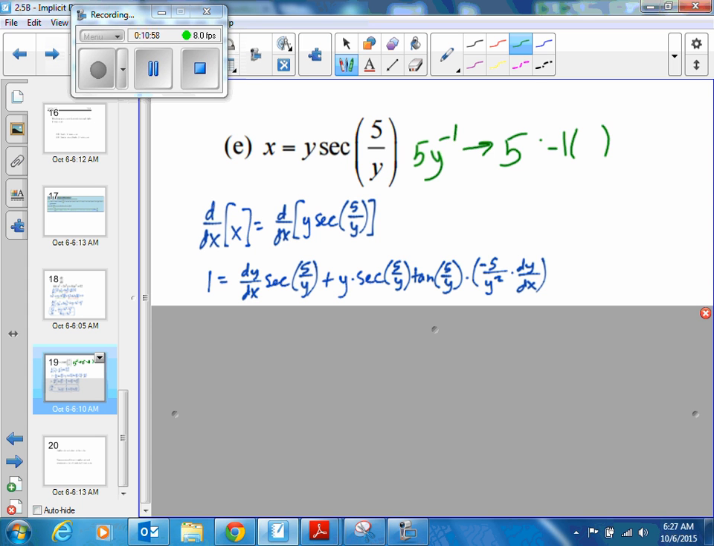-1 times something to the -1 minus 1. We subtract 1 from the power. -2. So that's the derivative of the outside right there. Plug in the old inside. Plug in y. And then times the derivative of the inside. Times the derivative of the inside. dy dx.